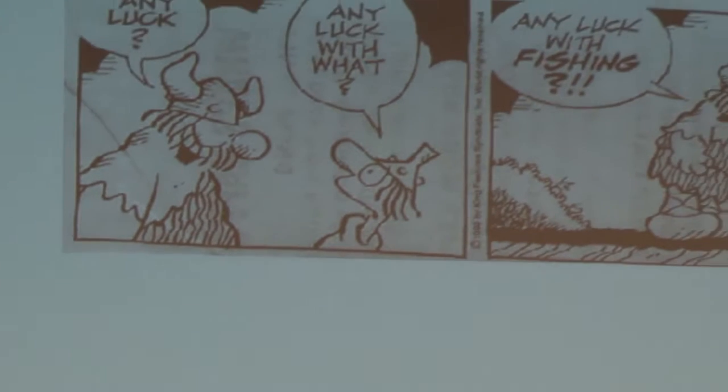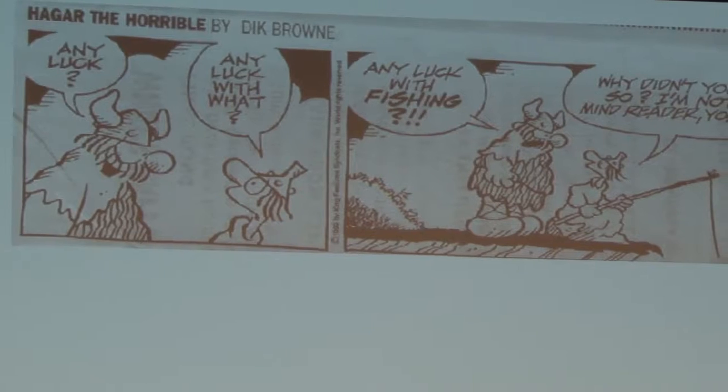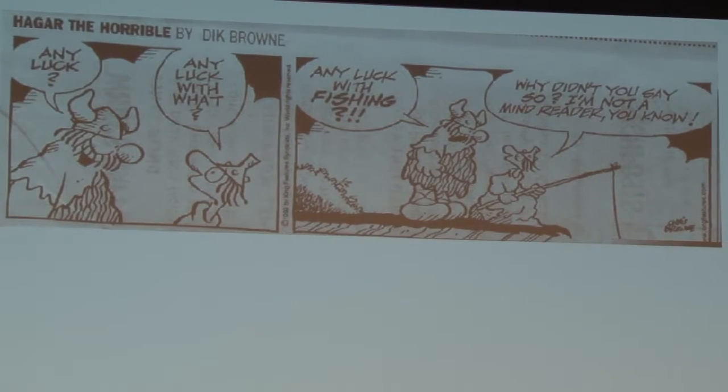So Hagar the Horrible turns to his doofus friend and he says, "Any luck?" And his friend says, "Any luck with what?" Hagar says, "Any luck with fishing?" His friend says, "Why didn't you say so? I'm not a mind reader, you know." To those of you who left, thank you.